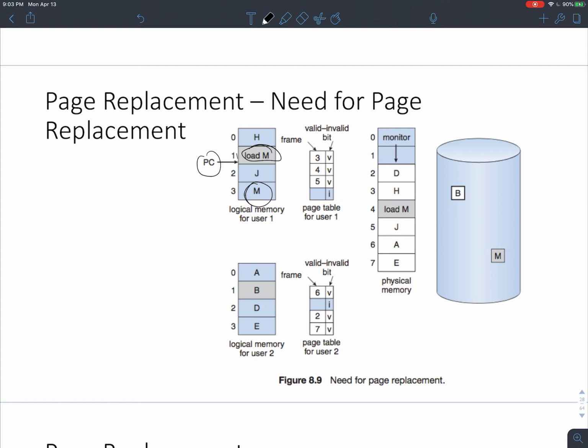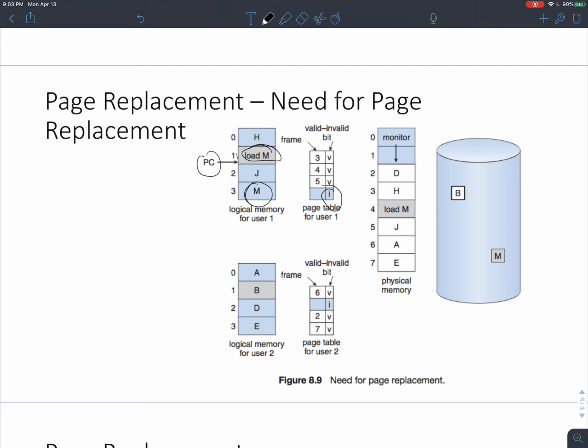But if we go to its page table, we will find an invalid bit for this page, meaning that this page is not in the physical memory. So we need to do some swapping. There is a page fault, and we probably need to do some swapping, or page replacement.